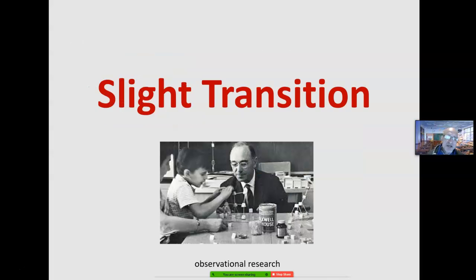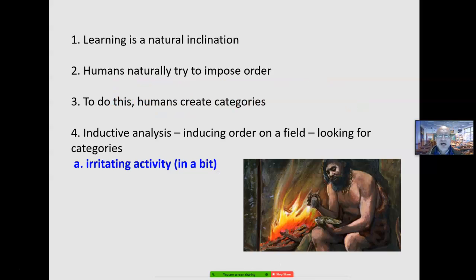Now, let's take a look at Jerome Bruner, observational research. I love this. He's watching kids, watching learning as it happens, helps us understand. Learning is a natural inclination. It's part of the human experience. We want to make sense of our world. We try to impose order on the chaos around us. We see a bunch of stuff and we naturally put it into groups and create categories.